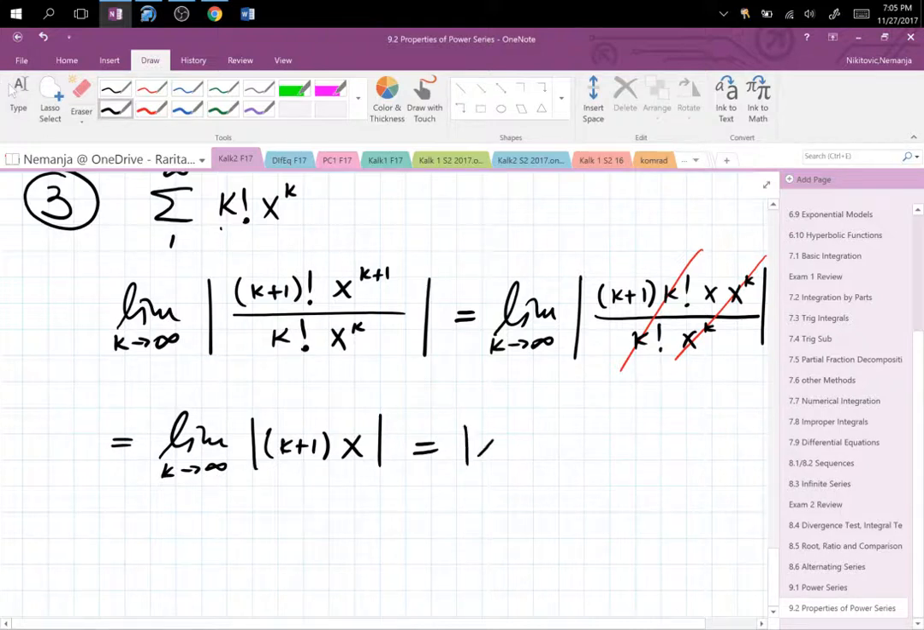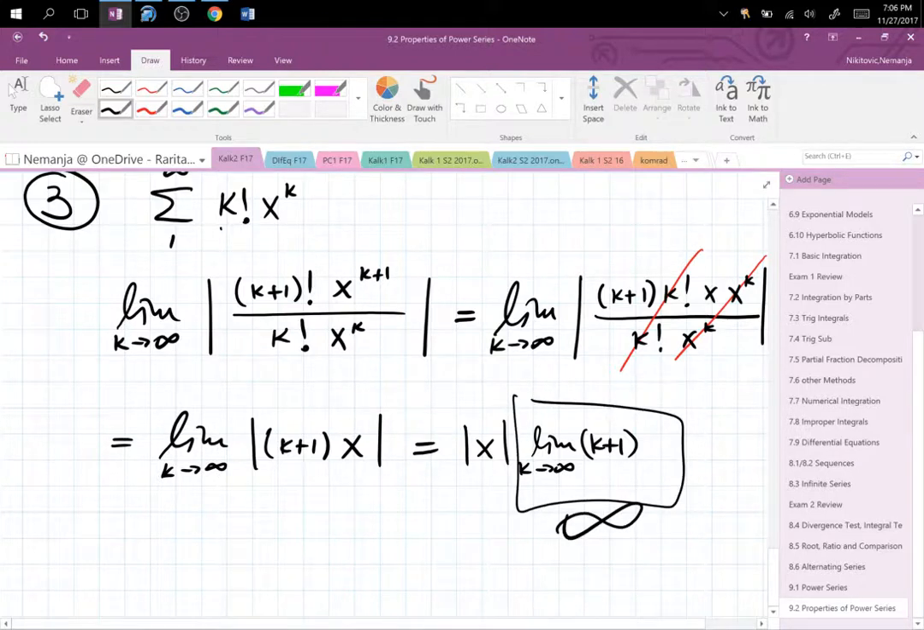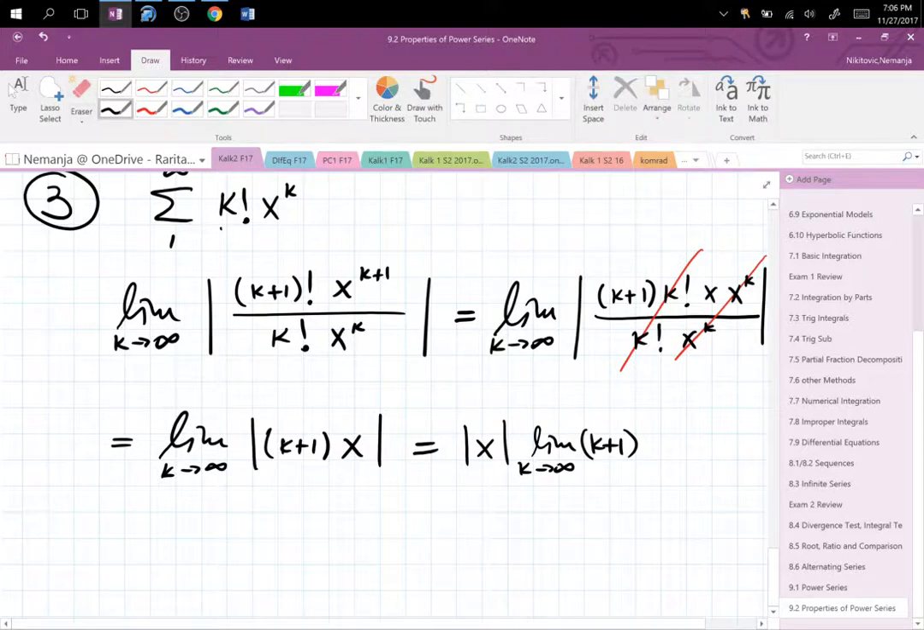Separate absolute x times the limit of k plus 1 as k goes to infinity. So now you're looking at this and you say, well, that's infinity on the other end, right? The other side's 0. So this whole thing over here is infinity. Infinity plus 1 is infinity with x. Aha! So now we see that the only chance for this to be less than 1 is if x is equal to 0.